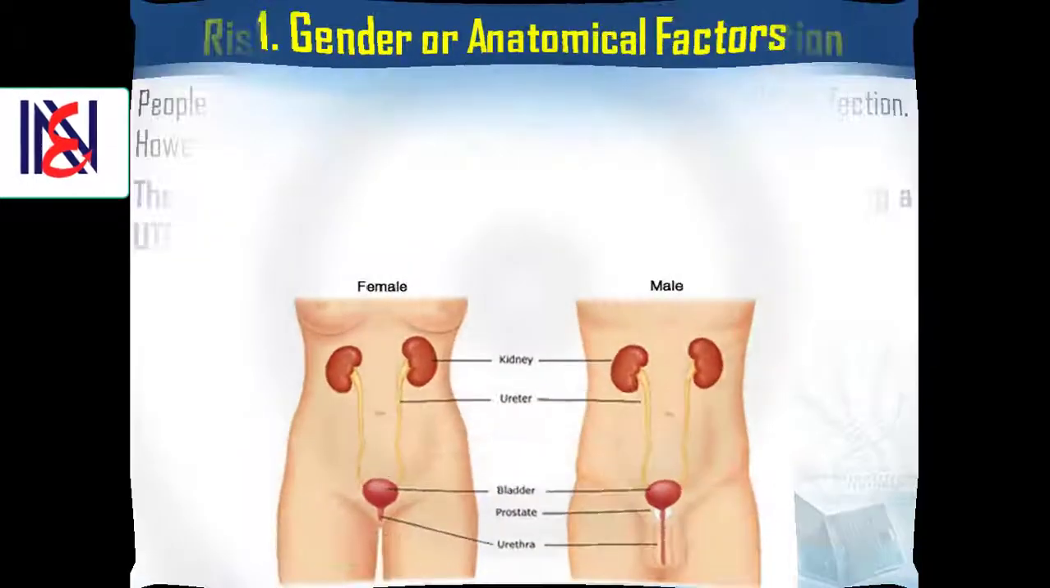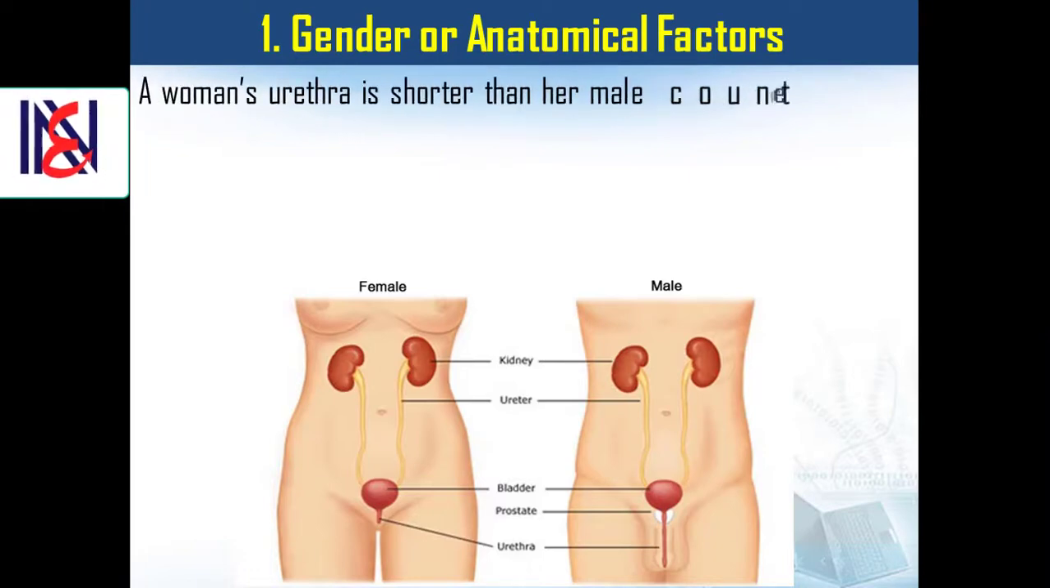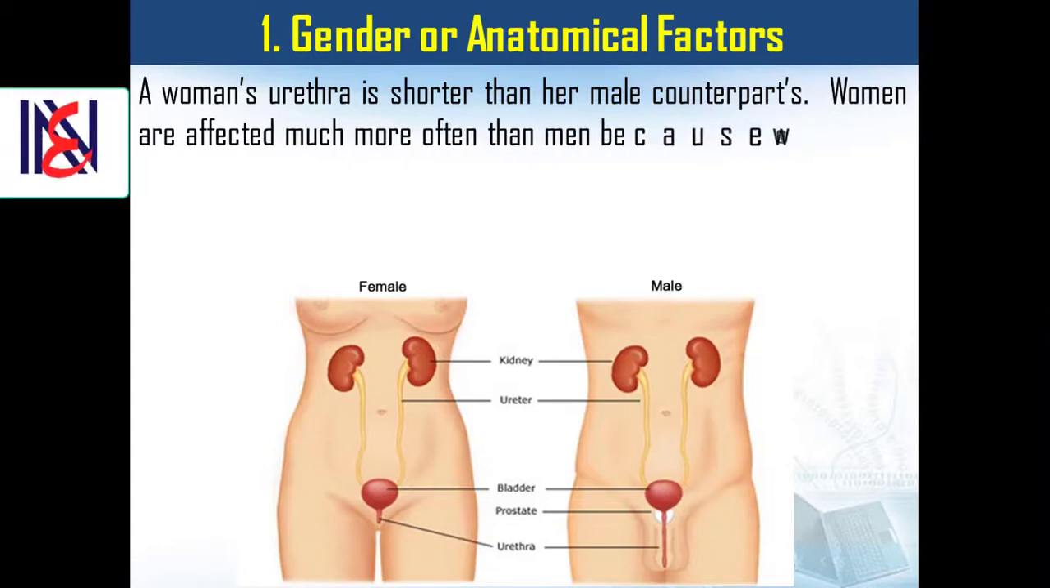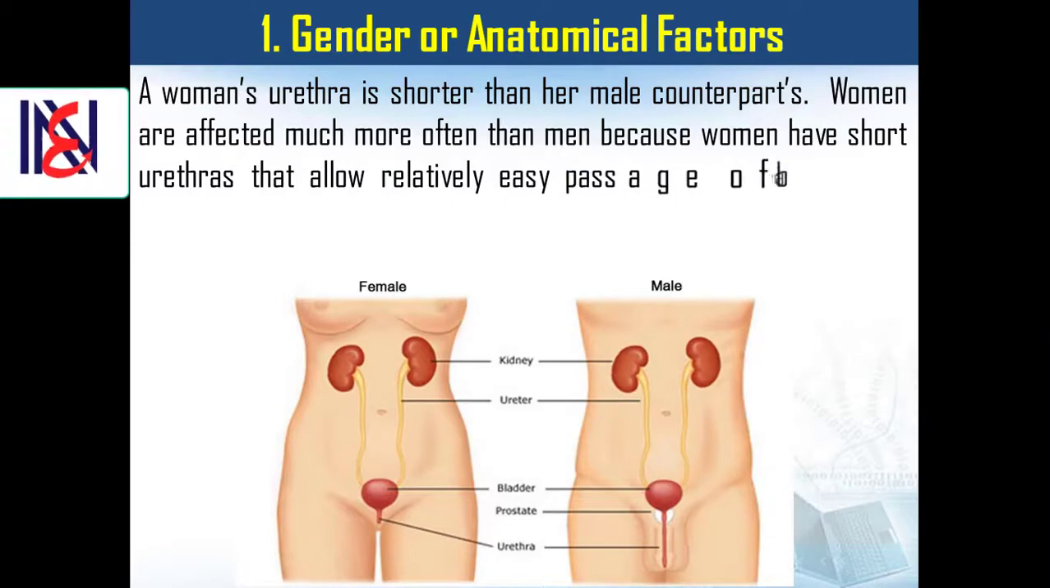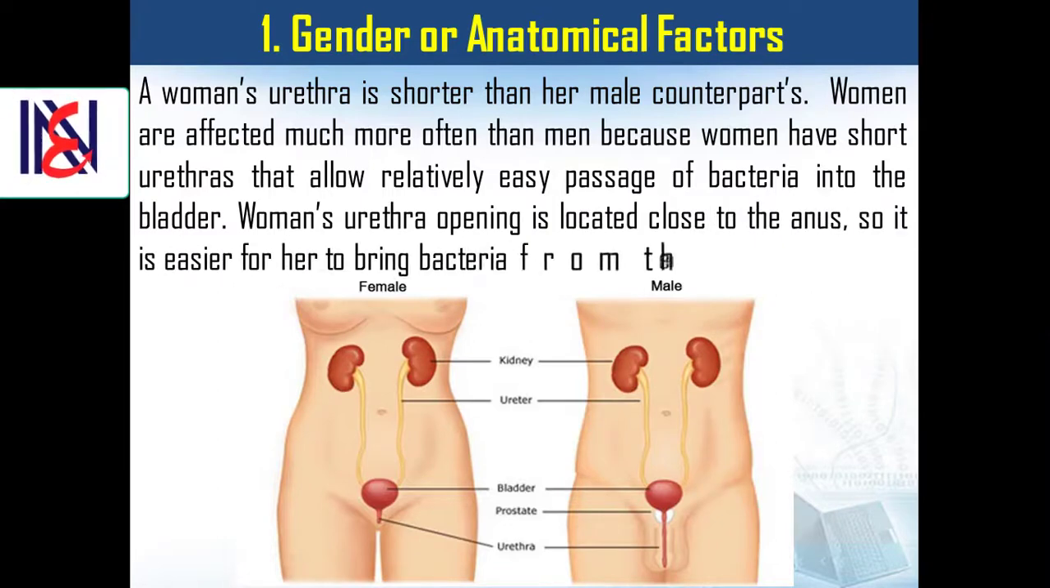1. Gender and anatomical factors. A woman's urethra is shorter than her male counterpart's. Women are affected much more often than men because women have short urethras that allow relatively easy passage of bacteria into the bladder. A woman's urethral opening is located close to the anus, so it is easier for bacteria to travel from the anus into the urethra.